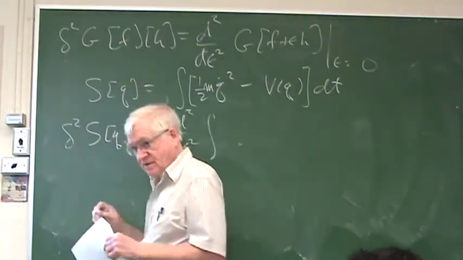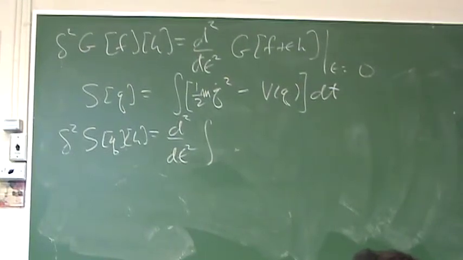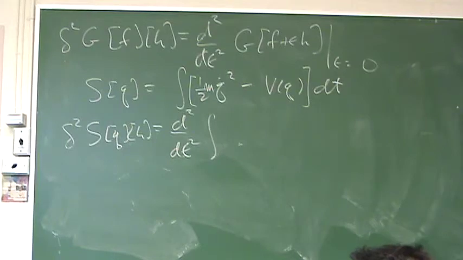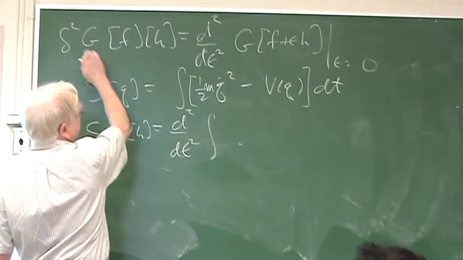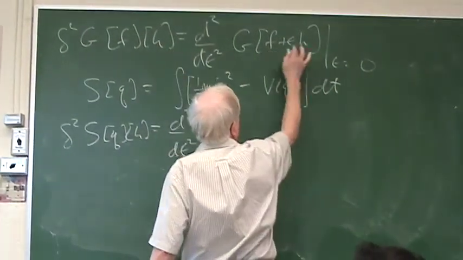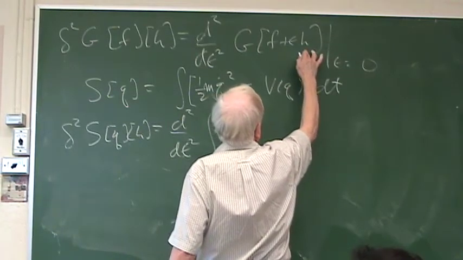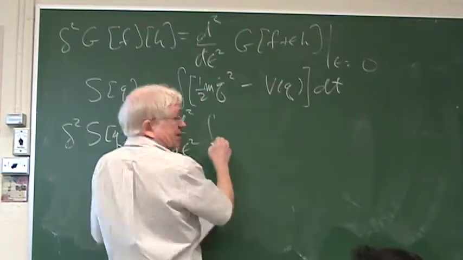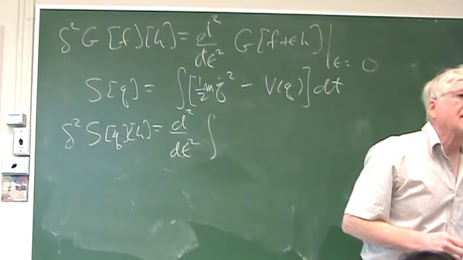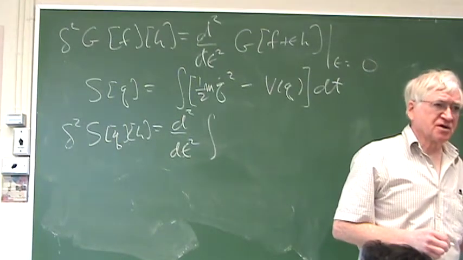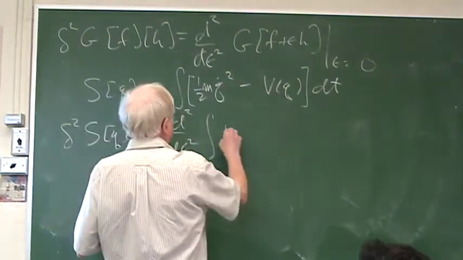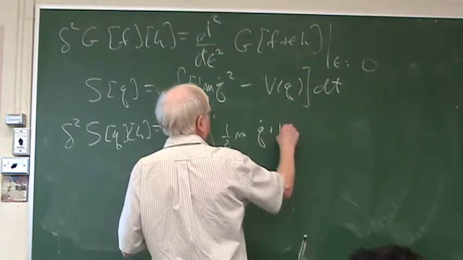Is h just a dummy variable sort of thing that we're seeking in? h is just another function. In other words, this second variational derivative in general is a functional of two functions, f and h. Does it matter what function h is? h is an arbitrary function. So it doesn't matter. It's just a dummy function.